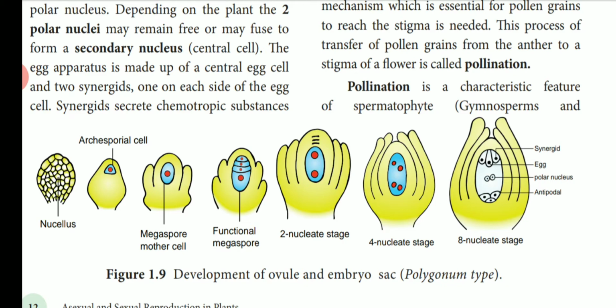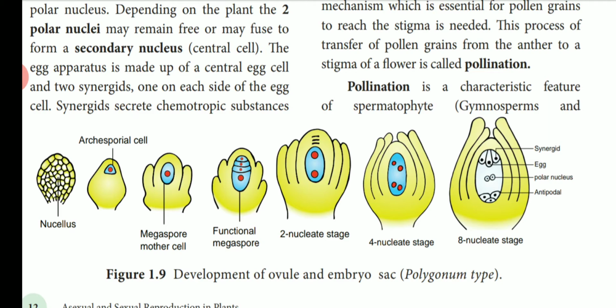If you see the third diagram in figure 1.9, that is the megaspore mother cell. In the megaspore mother cell there will be only one functional megaspore. This functional megaspore alone undergoes division and forms 2 nucleate cells. The dot in red color at the micropylar end is the micropylar nucleus, and the next one is the nucleus at the chalazal end. So that is the 2 nucleate stage.